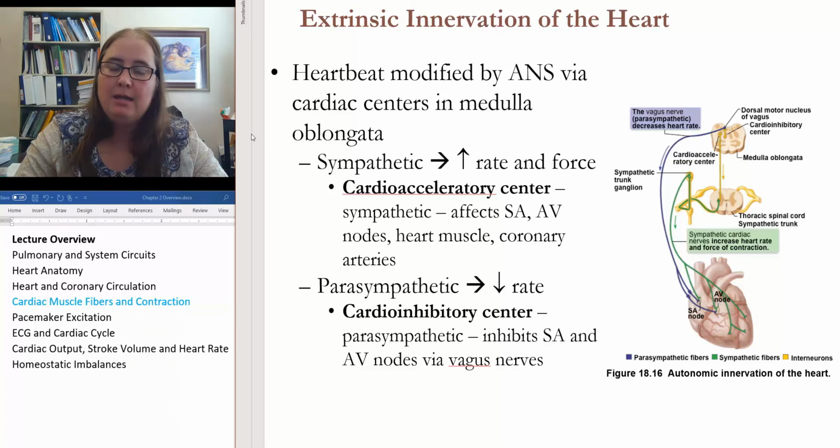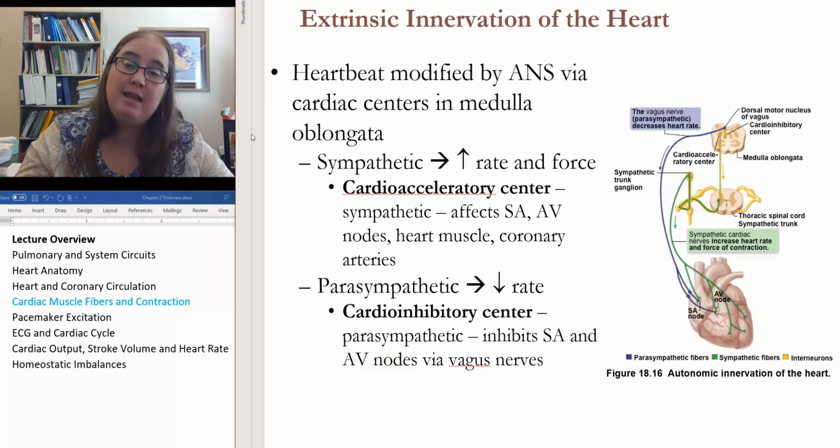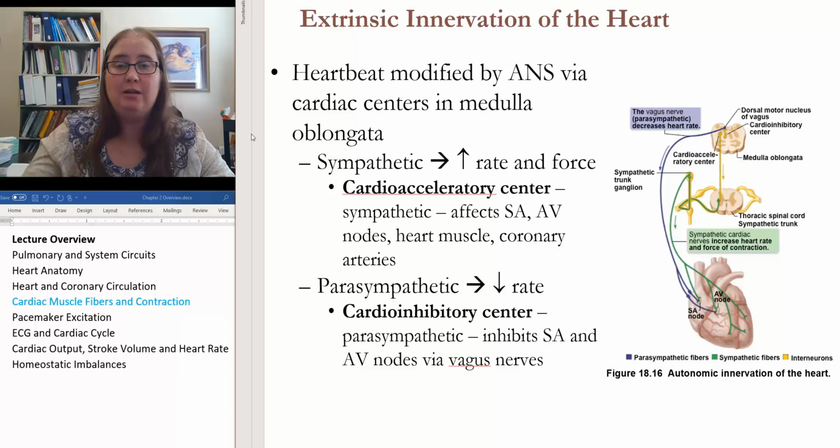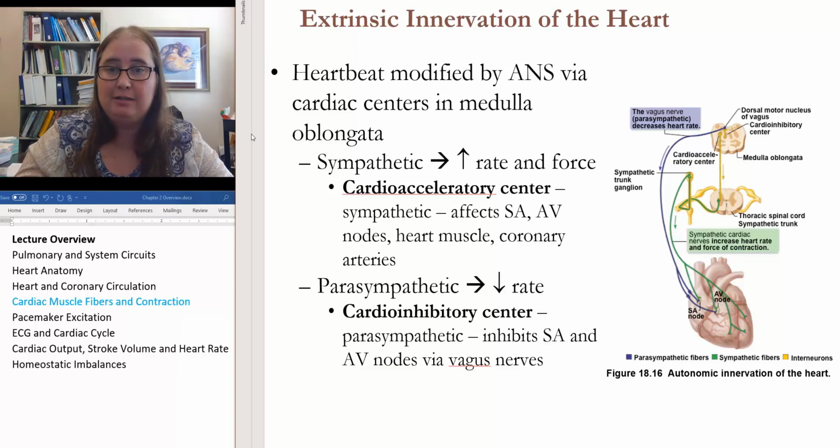Now if we need our heart rate to decrease, there are ways to decrease that heart rate. You'll hear about people who meditate and are able to decrease their heart rate. That is because they can harness and activate the parasympathetic nervous system, and this will decrease our rate. In that case, we actually activate the cardioinhibitory center. That parasympathetic nervous system inhibits our SA node and our AV node via the vagus nerve, slowing that intrinsic contraction down.